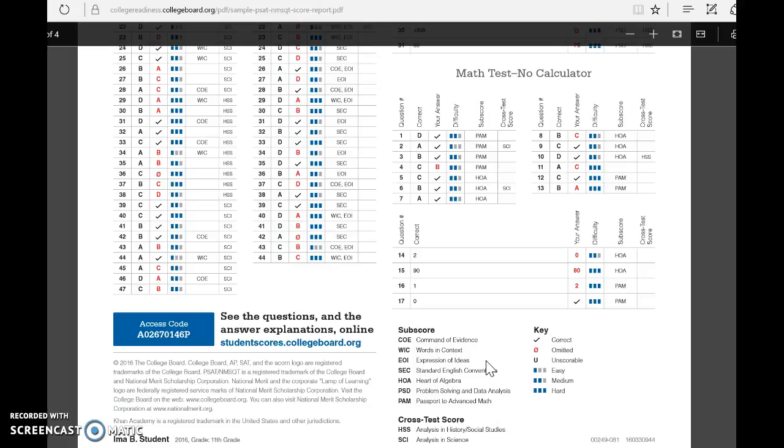The other thing is the cross-test score, because you're going to have an opportunity to see what AP courses that you have the potential to be successful in. And we recommend everybody try to find a subject that they can be pre-AP or AP in to get that college readiness and to get that experience.